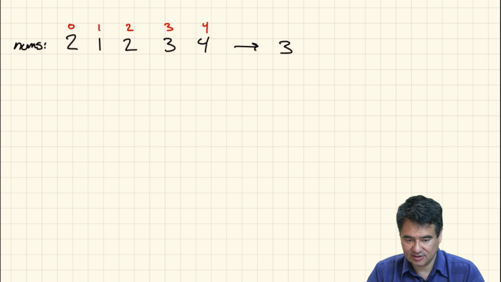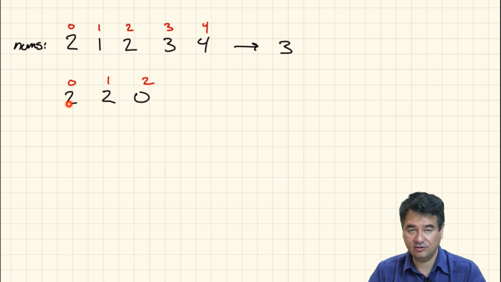Another example was 2, 2, 0. So this one is even, this one is even, and this one is even. 0 is even. So this is also going to return 3 to the caller.